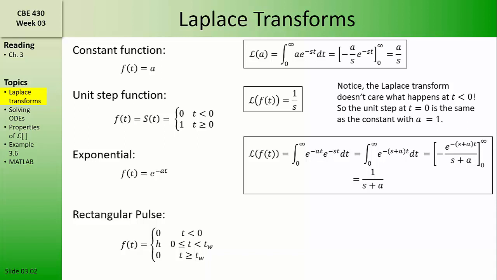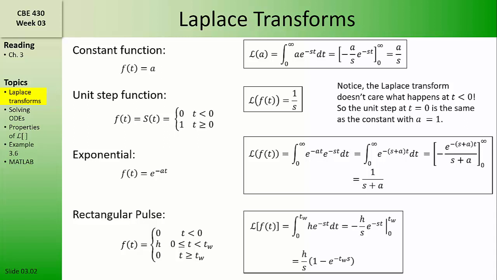The rectangular pulse function has two parameters, h, the height of the pulse, and tw, the width of the pulse. To find the Laplace transform, we only need to integrate from t equals 0 to tw, because for all t greater than tw, the rectangular pulse takes a value of 0.